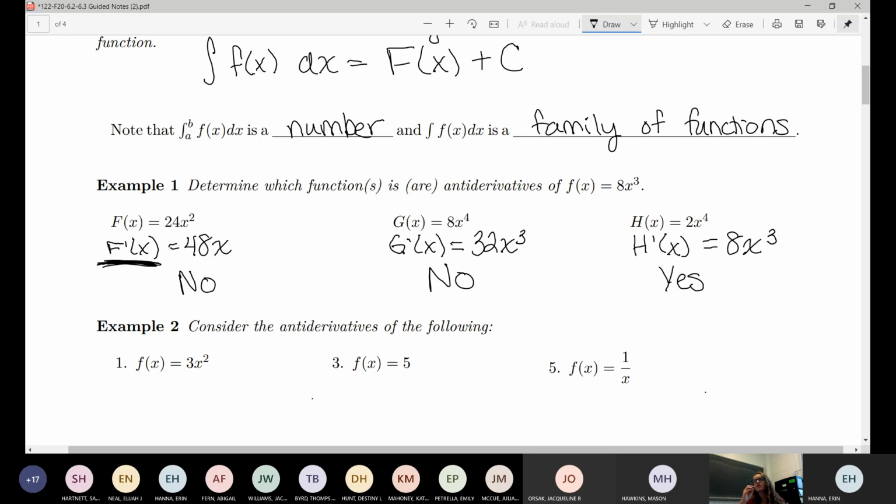So you can always check whether something's an antiderivative of something else by taking the derivative of the proposed antiderivative. You can always take a derivative of an antiderivative and check to see if it's what you were starting with. We were starting with 8x cubed, so we wanted the derivatives of these choices to be 8x cubed, and that was only the last one.